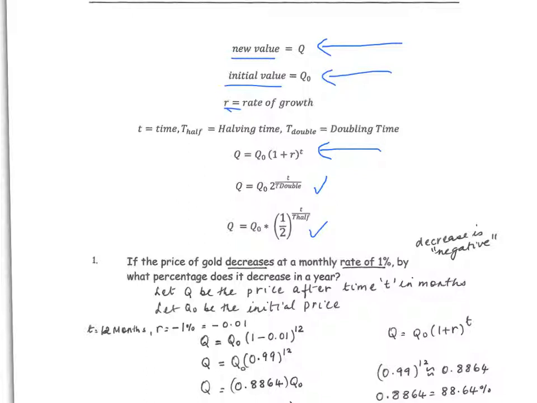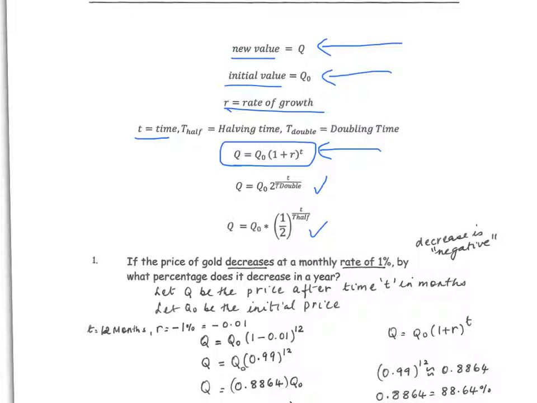The rate of growth is important. It's given in the form of a percent or a fraction. And T is the time at which we're interested in knowing what the quantity is, whether it's grown to a certain quantity Q or decayed to a certain quantity Q, starting with the initial quantity Q naught. So this is an important formula. It should remind you of the compound interest formula that we've come across before.